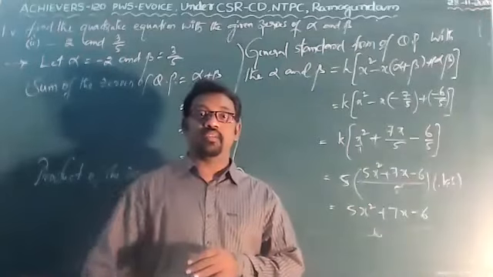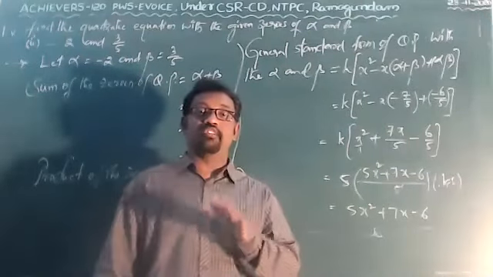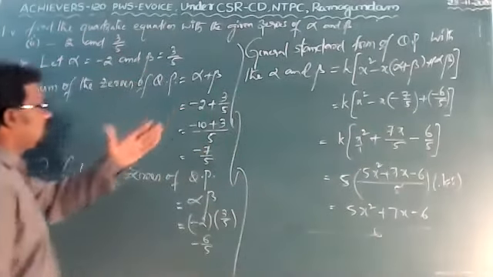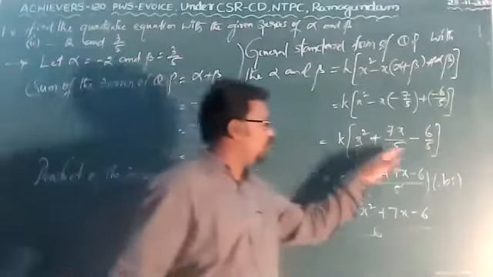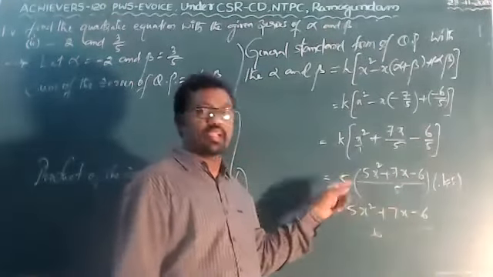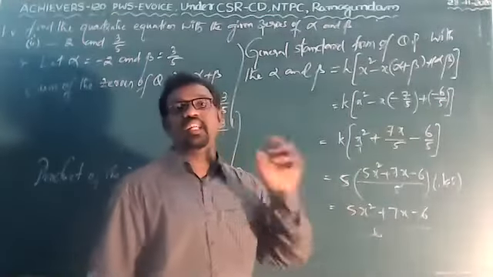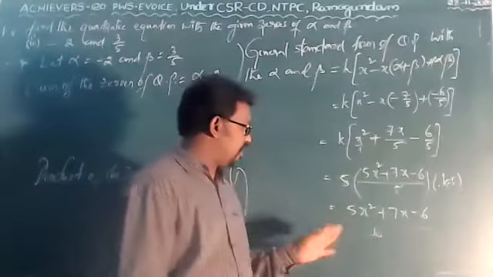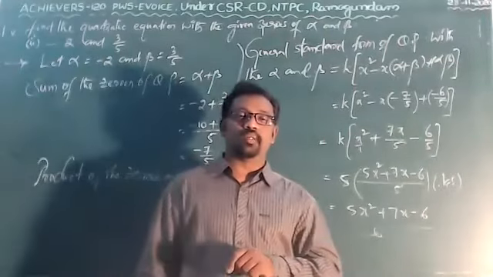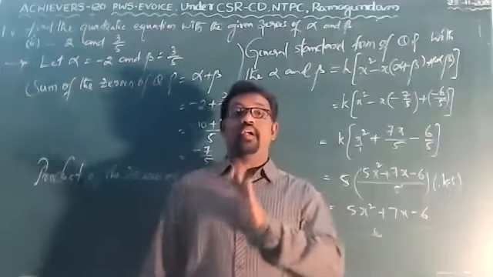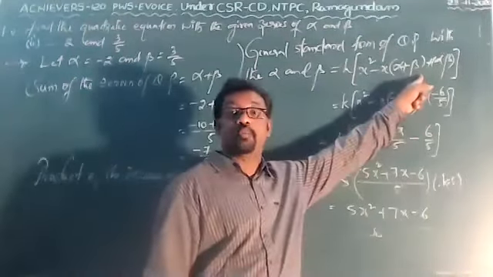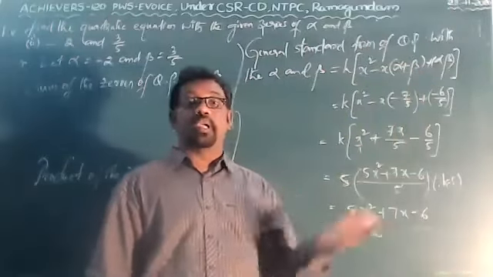Understand, children? If it is in fraction form, you have to do it simply. The process is the same. Only the denominator you will get after doing the LCM; you have to take k equal to the same number to delete the denominator. That's it. And finally, 5x square plus 7x minus 6 will be the result. This is the quadratic polynomial of the general standard form. Quadratic.